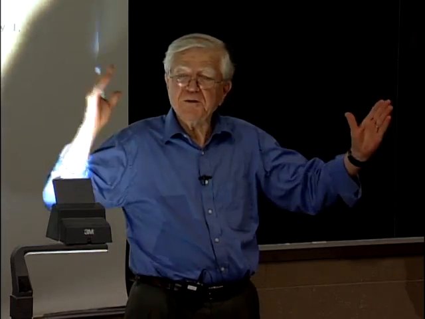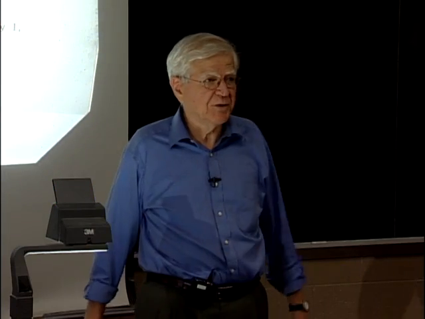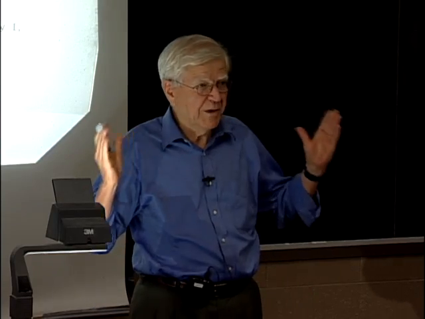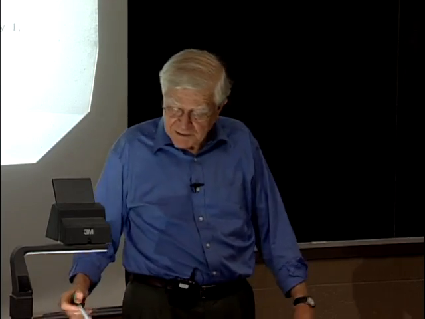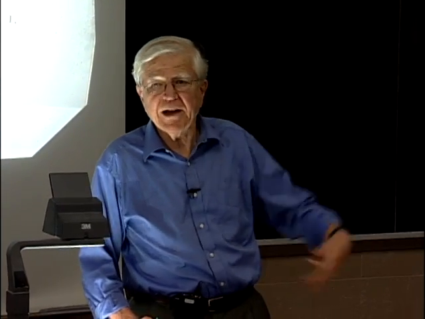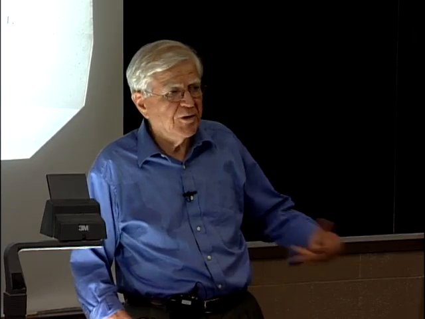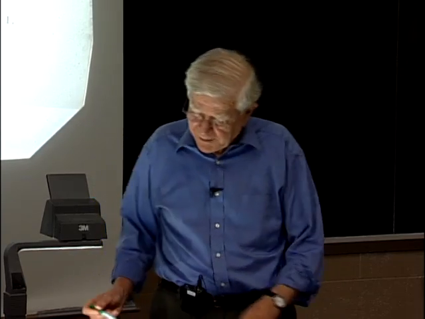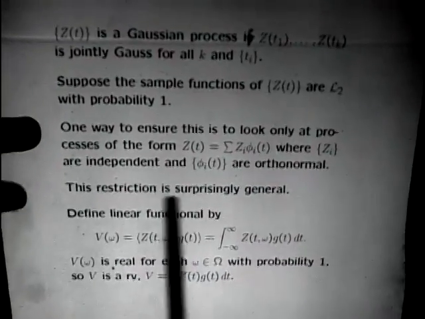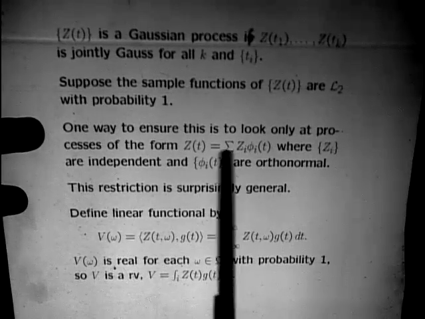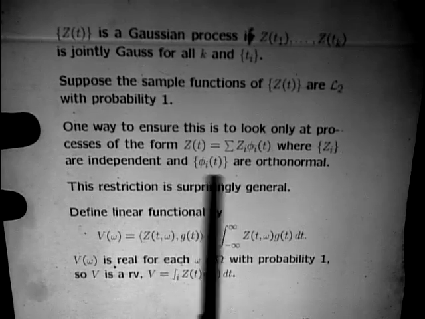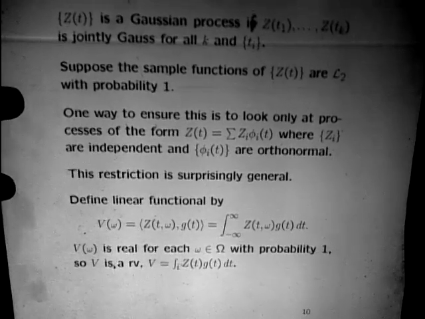And if we look within those finite time limits, then all these functions are going to be L2 because they just last for a finite amount of time. So all we need to do is to truncate these things somehow. And we're going to diddle around a little bit with the question of how to truncate these series. But for the time being, we just say we can do that, and we will do it. So we can look at any process of the form sum of Z_i times phi_i(t), where the Z_i are independent and the phi_i(t) are orthonormal.